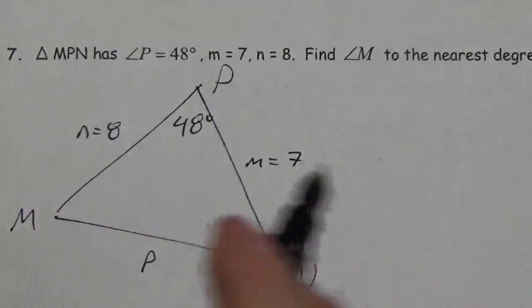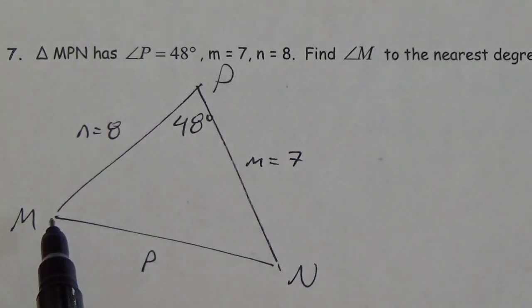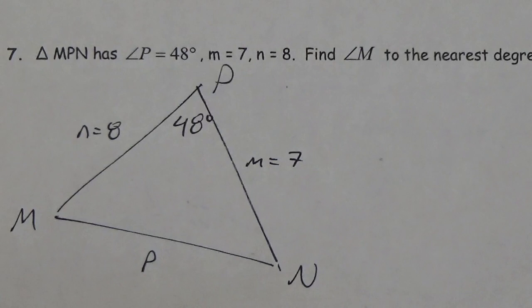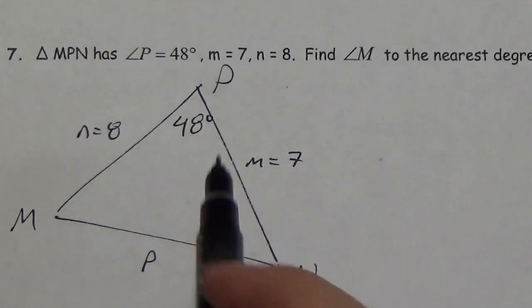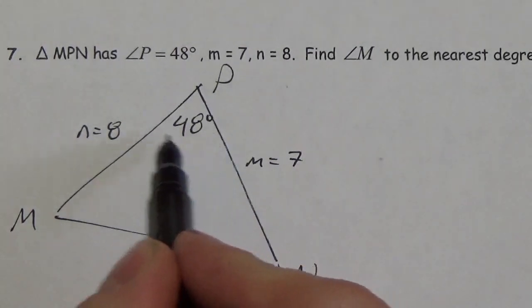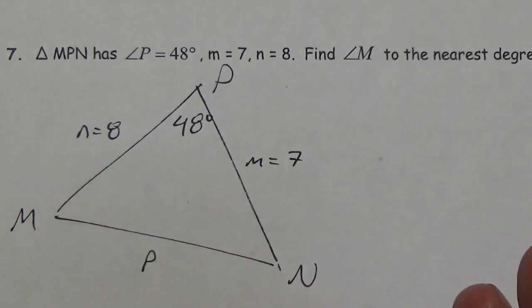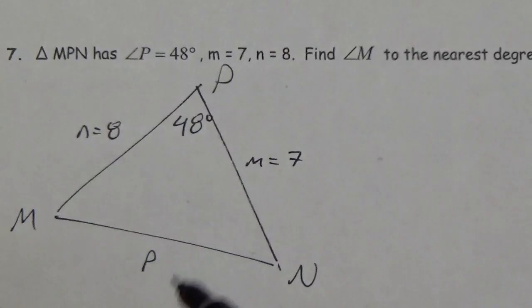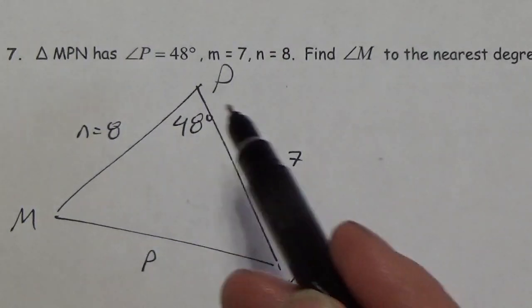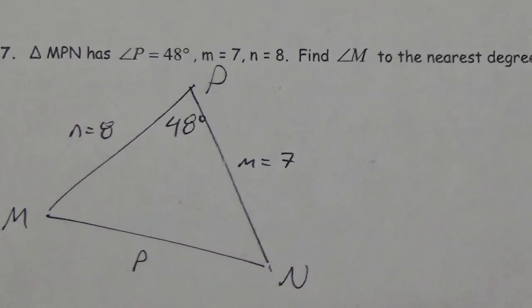Okay, so I'm being asked to find angle M. Awesome. Except for one little detail. If you look at what I've got here, I've got angle P and these two sides next to it. I can't use the sine law because I don't have an angle and the side opposite it. Got to use the cosine law. But given this scenario here, the cosine law is only going to give me P.